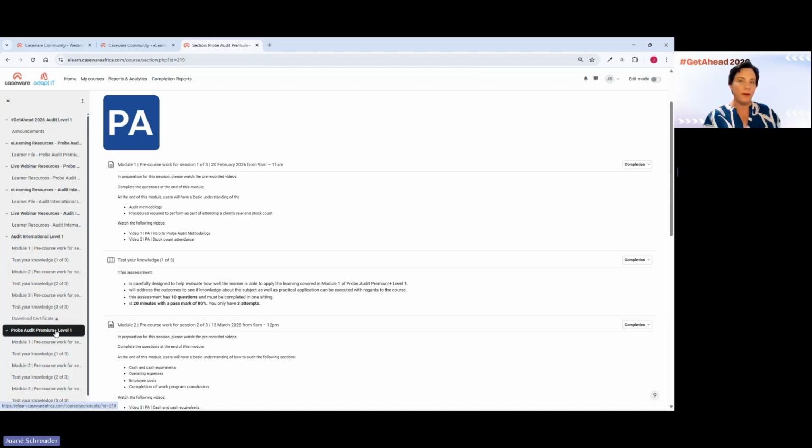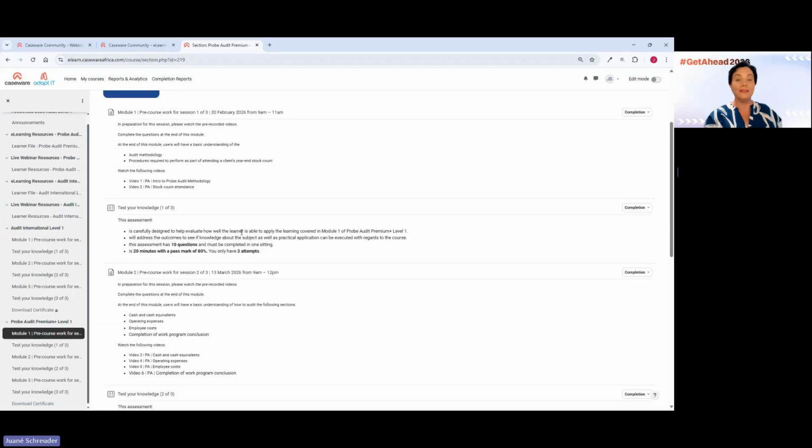Probe Audit Premium Plus, if you don't use Audit International, but you use Probe Audit, then you will go through and complete the modules for Probe Audit. The difference is just that we first start off with theory, which is the same for both, because we all audit the same auditing standards. But then when we get to the product, when we get to the software, it looks a little bit different for each of these 2.